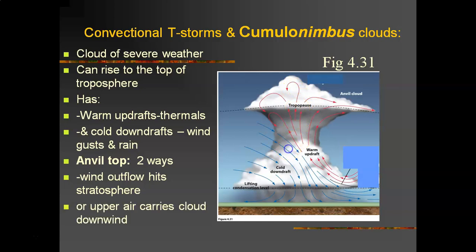All right. And there's another way too. You can have strong upper level winds in the troposphere, and so you can have upper level winds just take the cloud and carry it downwind. And so sometimes you'll have a single anvil, right? And that's usually just when you've got the upper level wind carrying it downwind. Sometimes you have a double anvil, and that's usually simply when you've got outflow and not really any strong dominant upper level wind.